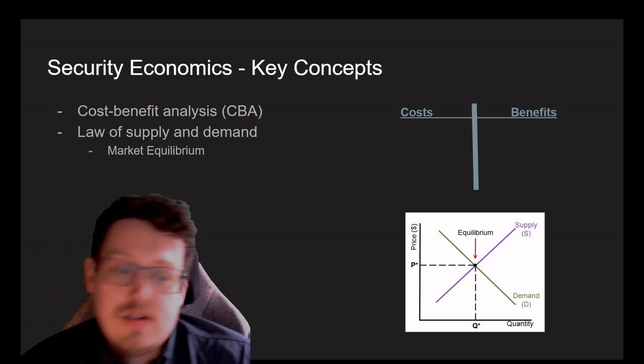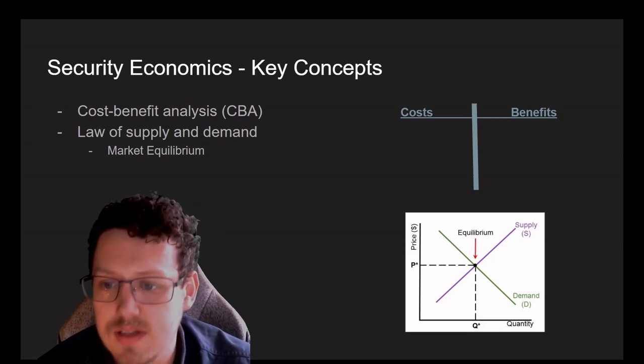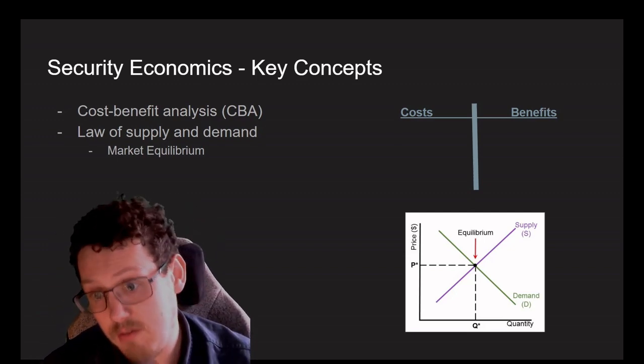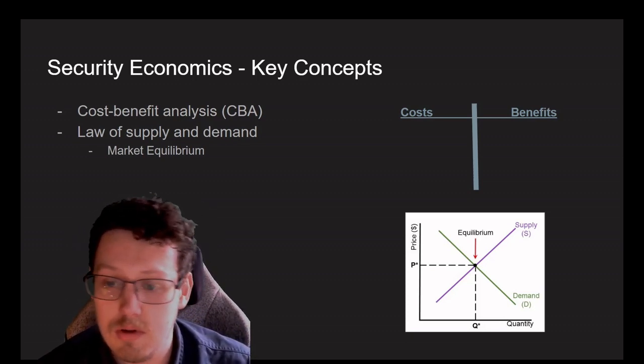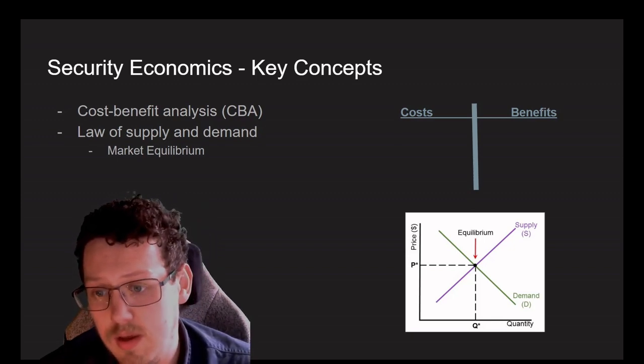So markets in general can be modelled using supply and demand curves, as I've got an image on here. This is a very simplistic example, but essentially on the screen here you've got a supply curve which goes upwards, a demand curve which goes downwards. Where they meet in the middle is called the equilibrium point. I'll explain that in a minute.